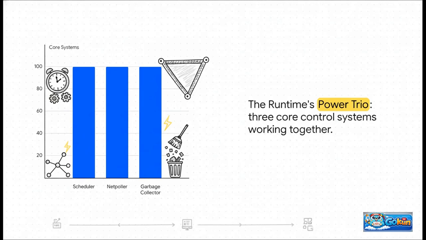And inside this mini OS, there are three main control systems. I like to call them the power trio. You've got the scheduler, which is the absolute heart of Go's famous concurrency. Then you have the netpoller, which handles all your network I/O super efficiently. And of course, the garbage collector, which automatically manages memory so you don't have to.